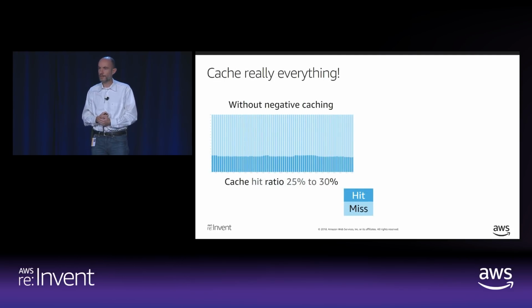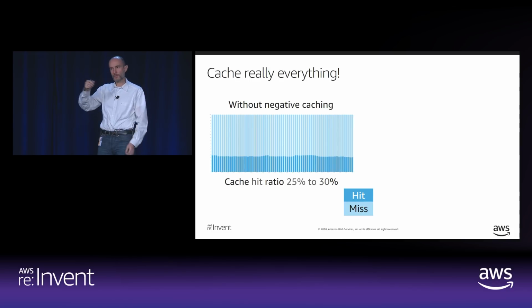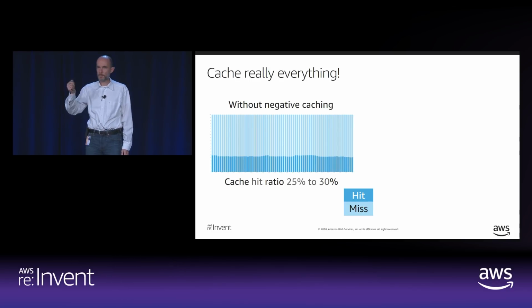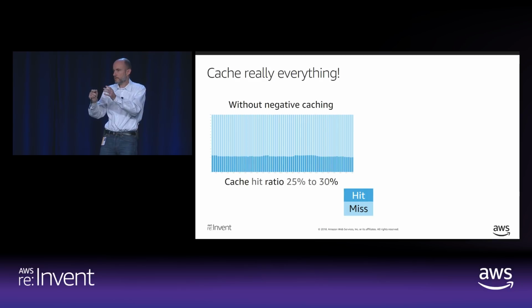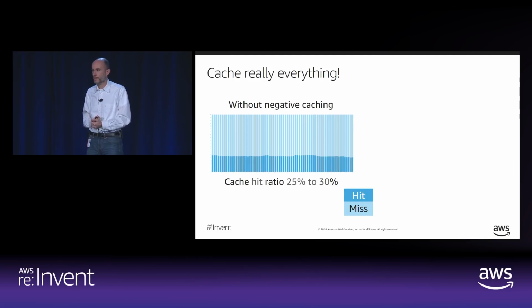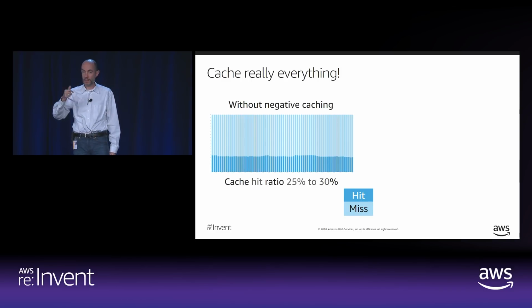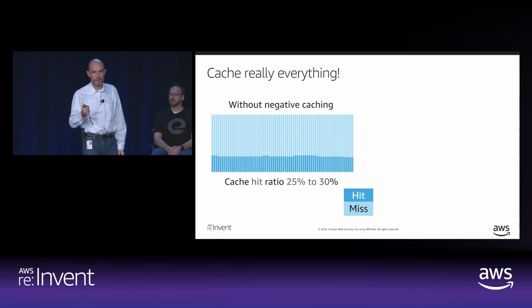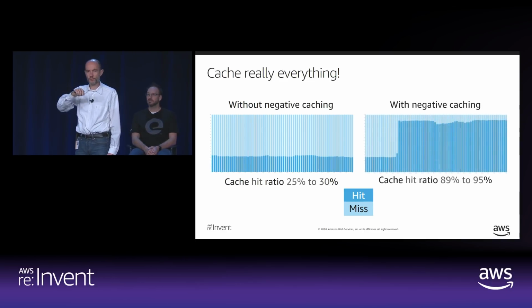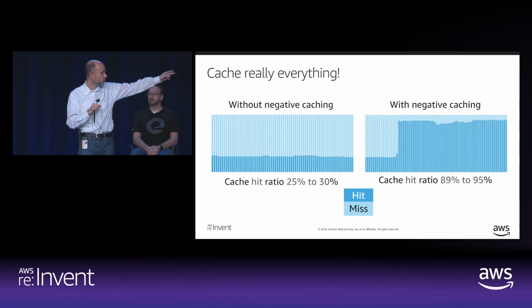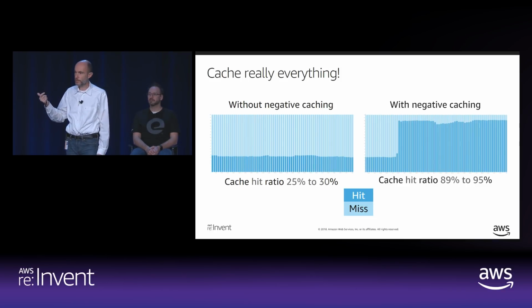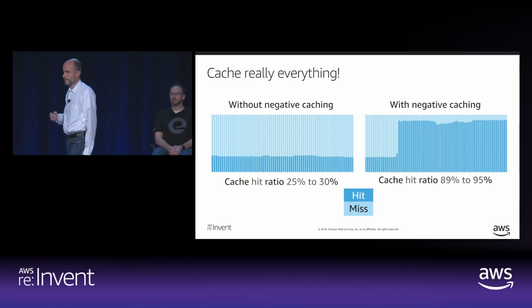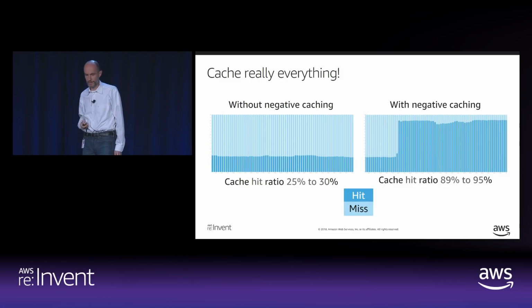And this customer learned a very powerful lesson. You can also cache nothing. Because at first they didn't realize that they had many requests against their database where the database responded with an empty result set. The database simply said, I don't have an answer for you. Go away. And then they started caching those negative answers. So they cached all those empty sets. They even cached errors from the database. And that saved them so much because now they went from a hit ratio from 25 to 30% to 89 to 95% hit ratio just by caching negative results. So think about caching really everything.